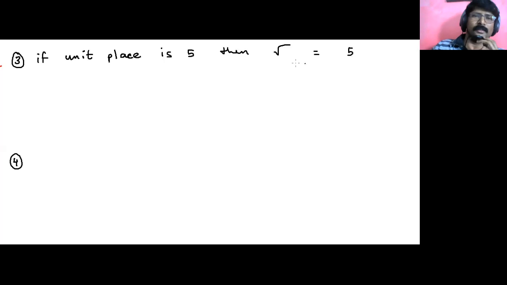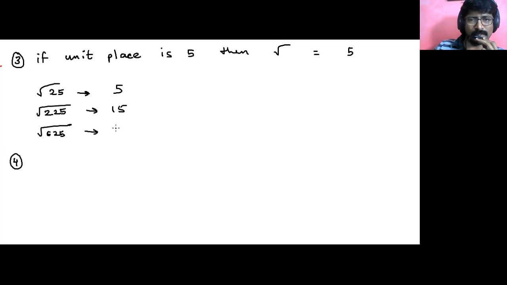What do you mean by that? If the perfect square number is like 25, or 225, what is the square root of 25? 5. The square root of 225 is 15. The square root of 625 is 25. So the unit place is always 5. You got it? These are very simple properties, guys.